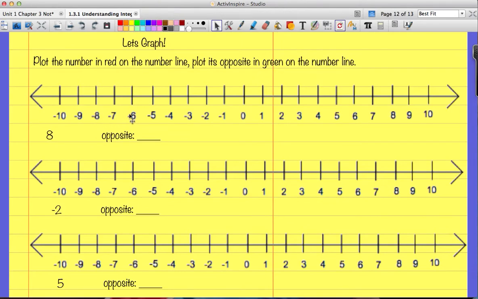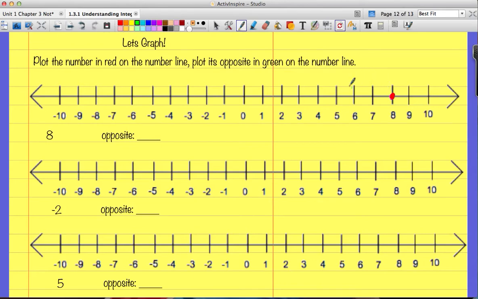All right, so then we're going to try this. What we're going to do is plot the number in red on the number line, and then plot its opposite in green on the number line. So you are going to need a colored pencil. So first we look and we find 8. So 8 is here on the number line. So we plotted that in red, and I apologize, mine's a little bit more pink. There we go. Now the opposite of 8 is a -8.